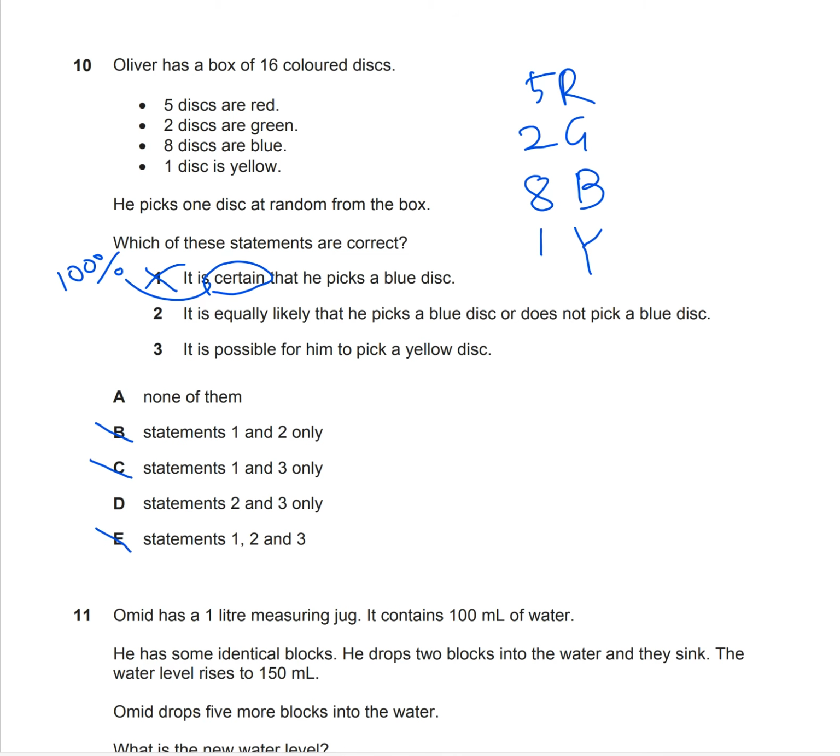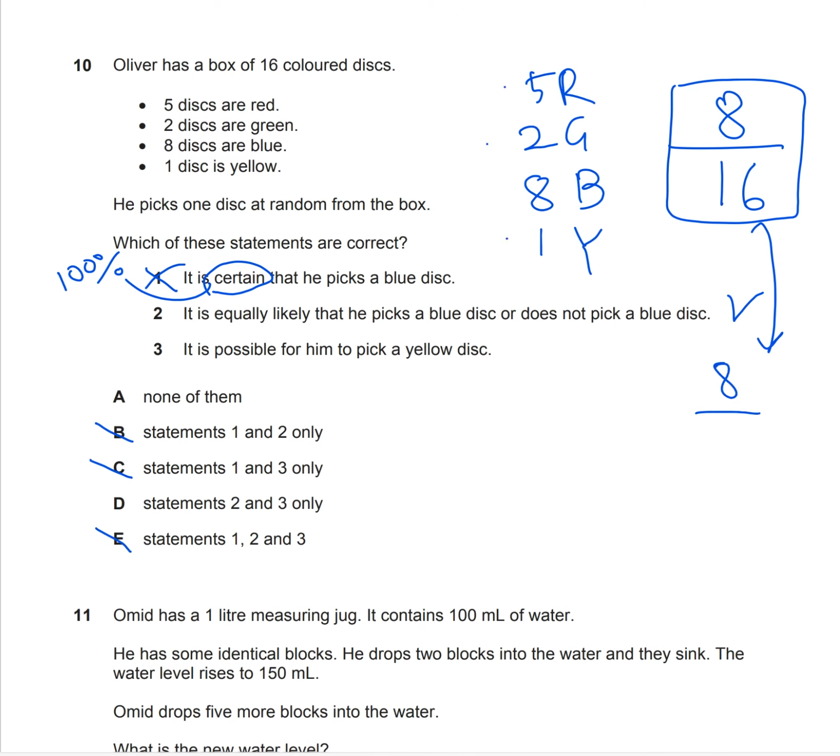Now 2, it is equally likely that he picks a blue disc or does not pick a blue disc. Now actually 2 is correct because remember we have 16 altogether and 8 of them are blue. So the chance of picking a blue is 8 on 16. Now what is the chance of not picking a blue? Well, it's the other colors. 5 plus 2 plus 1 is also 8 on 16. So these are equally likely, and that's why 2 is correct.